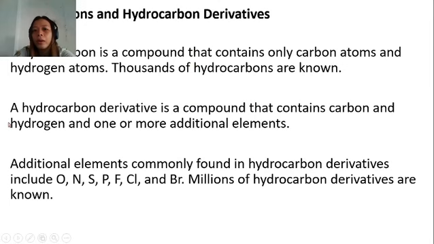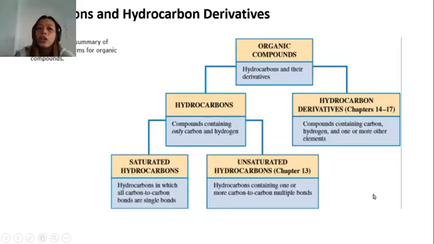Thousands of hydrocarbons are known. A hydrocarbon derivative is a compound that contains carbon and hydrogen and one or more additional elements such as oxygen, nitrogen. Additional elements commonly found in hydrocarbon derivatives include oxygen, nitrogen, sulfur, phosphorus, chloride, bromide, and millions of hydrocarbon derivatives are known. These are your organic compounds.